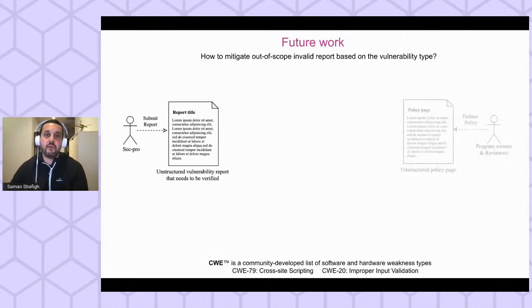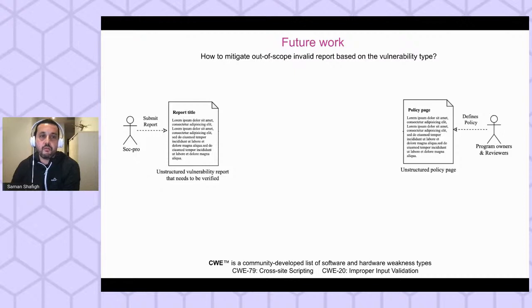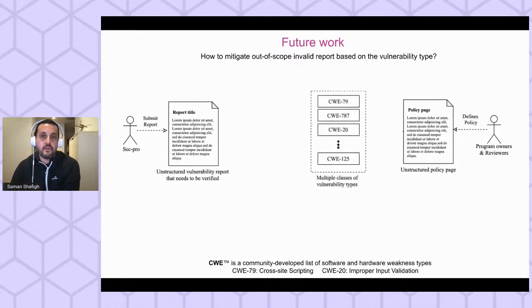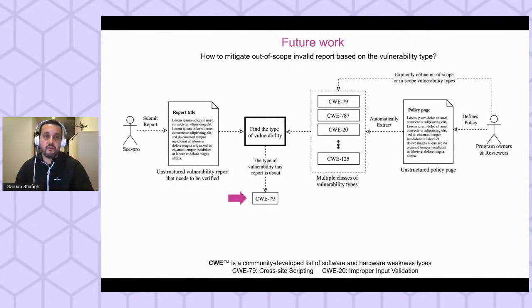An example of this system would be a machine learning model that could look at the reports that are submitted by security professionals. Then, based on the policy pages, programs explicitly define a list of the vulnerabilities that they are not interested in, so they consider that as out of scope, or maybe there could be an automated technique that can extract it from the policy pages. And then maybe we can develop a system that, based on that, can look at the report, and based on the defined types of vulnerabilities, find whether this report is related to any of these types or not.